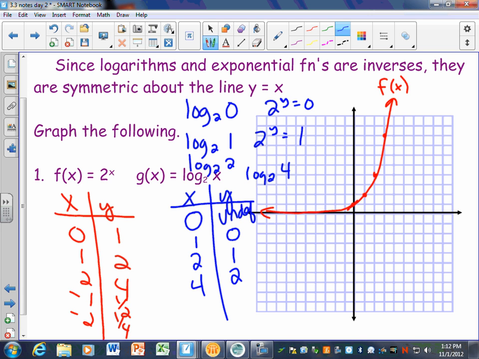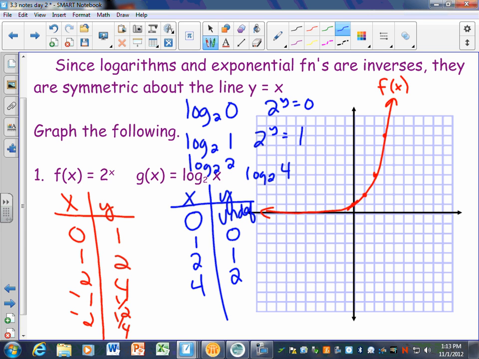Here's something else to notice. Look at the points over here on my red chart and my blue chart. What do you notice except for that first one? They're switched. Definition of inverses is that the domain and range switch places, so it should make sense to you that our domain and range are switching when we do this.